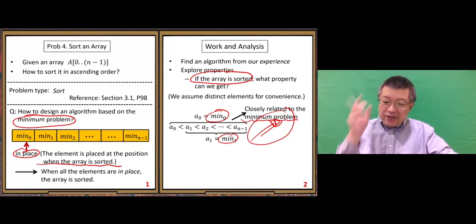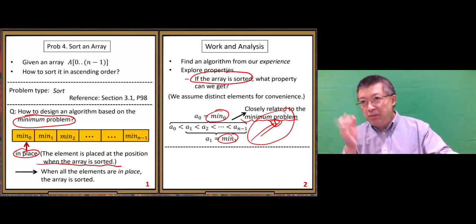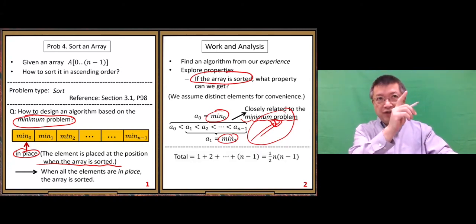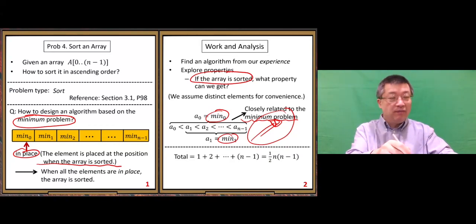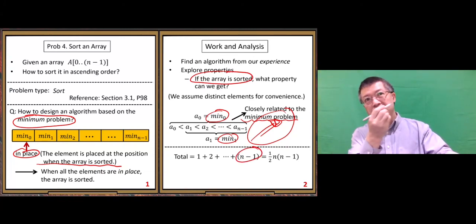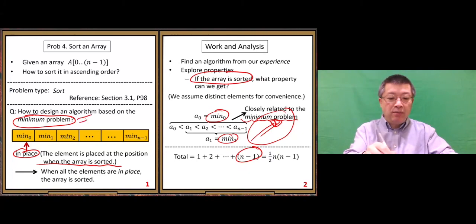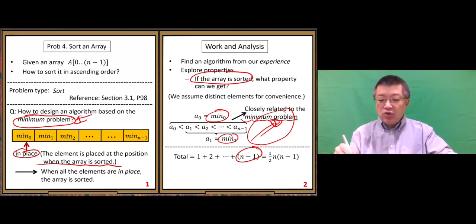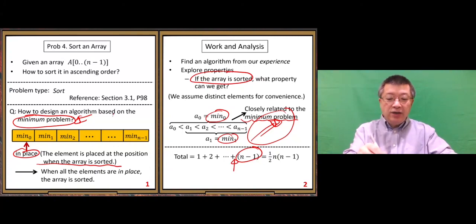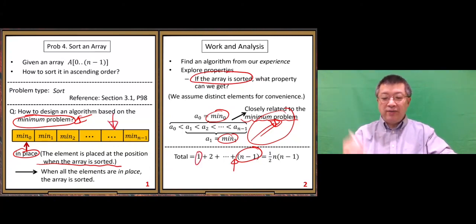All right, after we get the solution, let's do some simple analysis. Analysis is very, very simple. How many comparisons do we use? That's easy. To make the first element in place, we use n-1 comparisons, based on our discussion for the minimum problem. Next one, n-2, and so on. The second to last, 1.